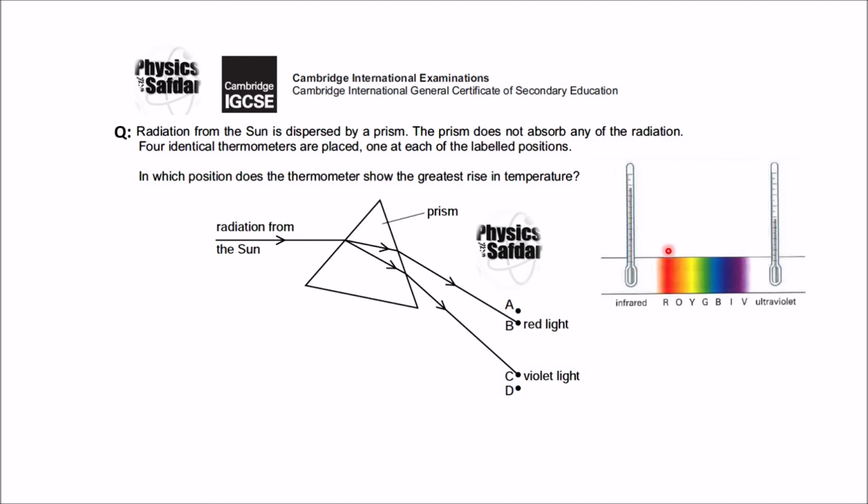Now jump to the question. They ask you to show the greatest rise in temperature. Greatest rise in temperature means you have to focus on this region. So look at the position of this region. This is before the color red. Go back, check your options. This is the position of red and A is the point before the red. So the greatest rise in temperature we can see at point A. So option A is the right answer.